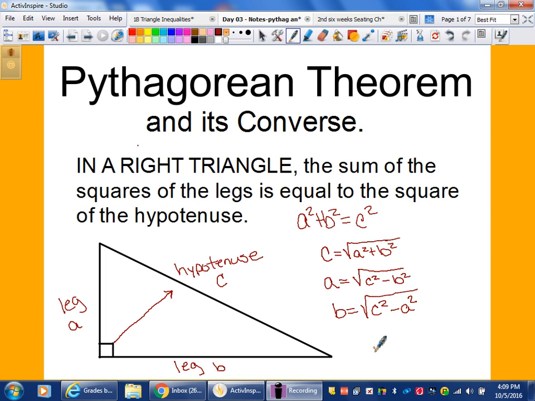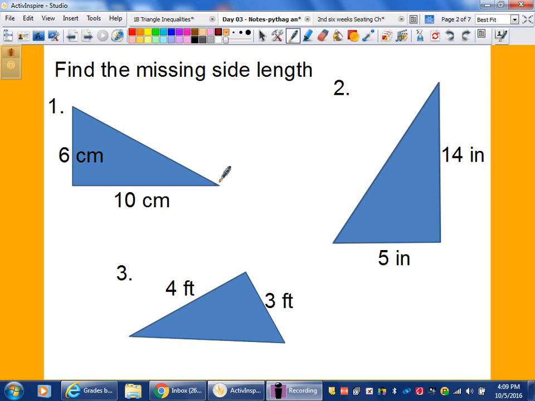Now, how do you remember when to add or when to subtract when you're doing Pythagorean theorem? It's really easy. If they give you c, you subtract. If you don't have c, you add. That's the easy way to remember this. So let's practice Pythagorean theorem a little bit.